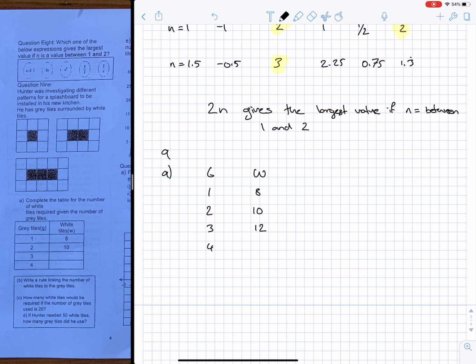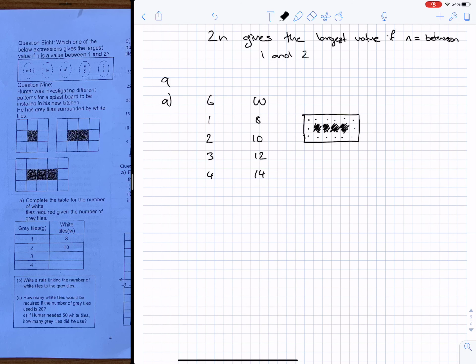Alright? And for 4, let's assume you've got 4 grey tiles. So you've got 1, 2, 3, 4, and then 1, 2, 3, 4, 5, 6, 7, 8, 9, 10, 11, 12, 13, 14 white tiles are needed if you've got 4 grey tiles. So that's that done.